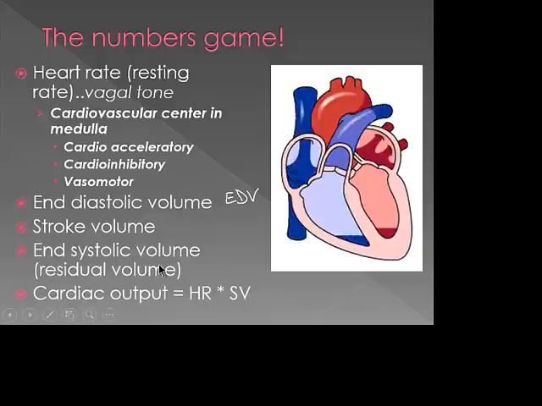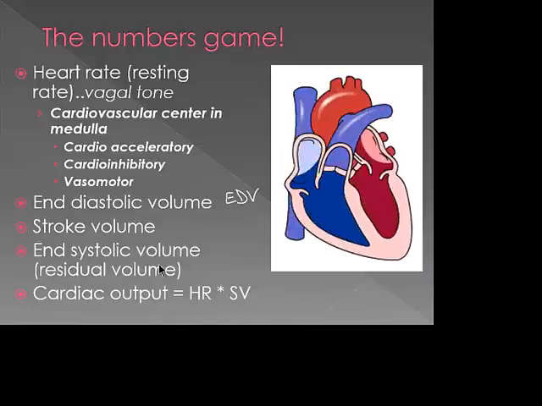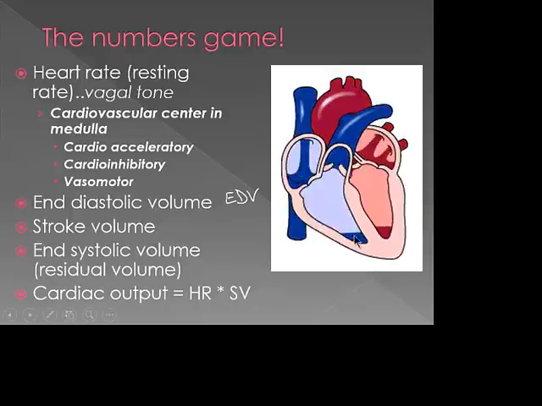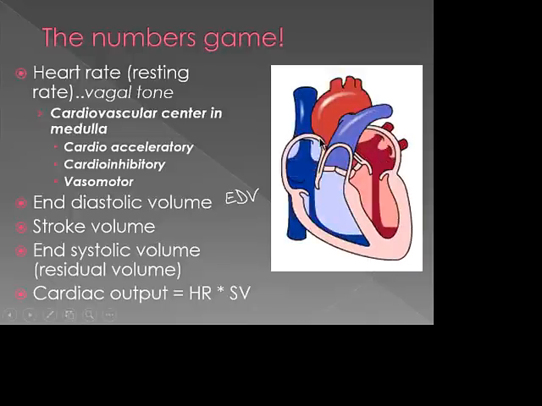End systolic volume, as the name suggests, is the volume of blood which is left behind after the ventricle has contracted and pushed out its stroke volume. So this, in other words, is the residual volume that remains in the heart, right? So you have a certain amount of blood at the end of diastole, which is end diastolic volume. The ventricle contracts, then pushes out a certain amount of blood, which is stroke volume, right? What is left behind, because the heart cannot push out all the blood. It's not going to completely empty itself.